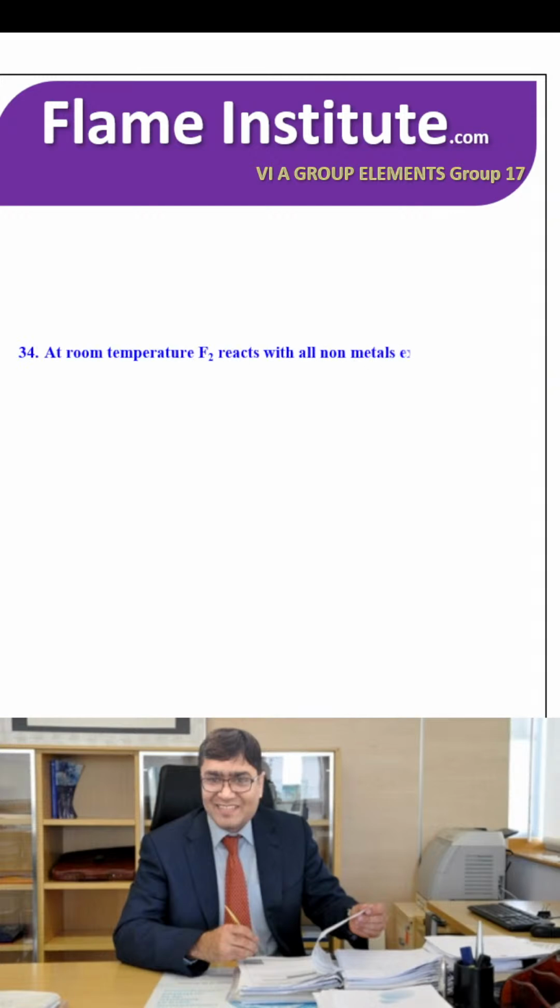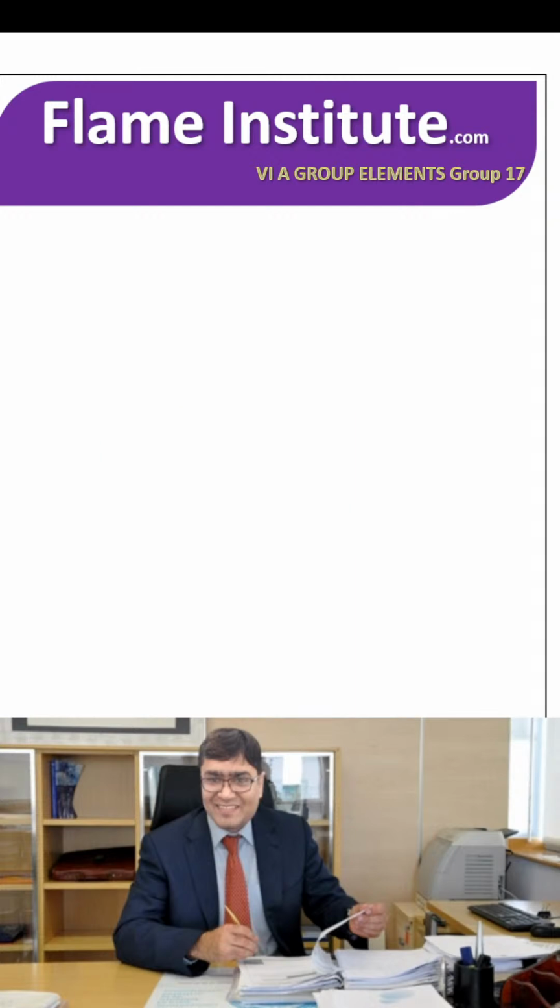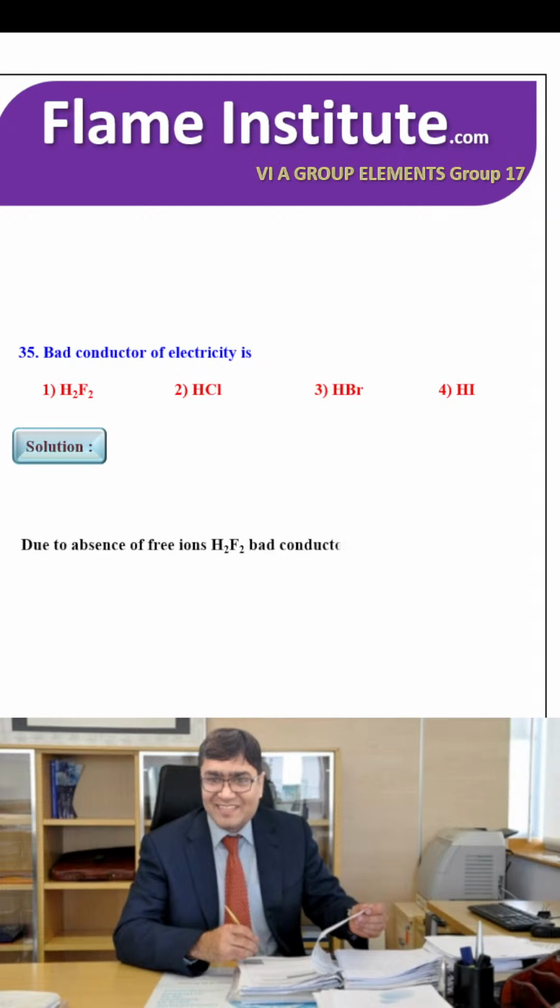At room temperature, F2 reacts with all non-metals except B, N, C, S, Br, H2, Te, O2, and N2. The solution is that at room temperature F2 reacts with all non-metals except O2 and N2. So the fourth option is the right option. A bad conductor of electricity is HF, HCl, HBr, or HI. The right option is: due to the absence of free ions, HF is a bad conductor of electricity. So HF is the right option.